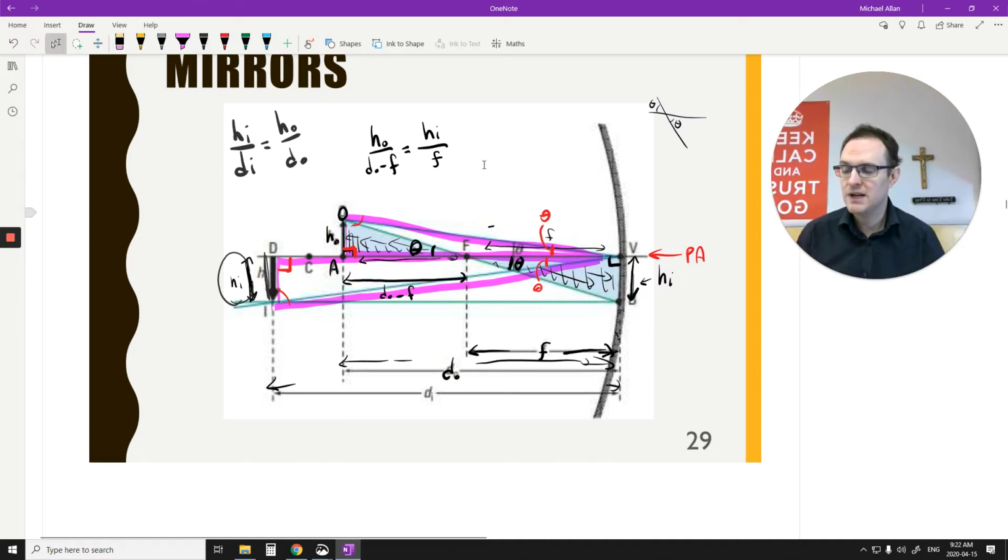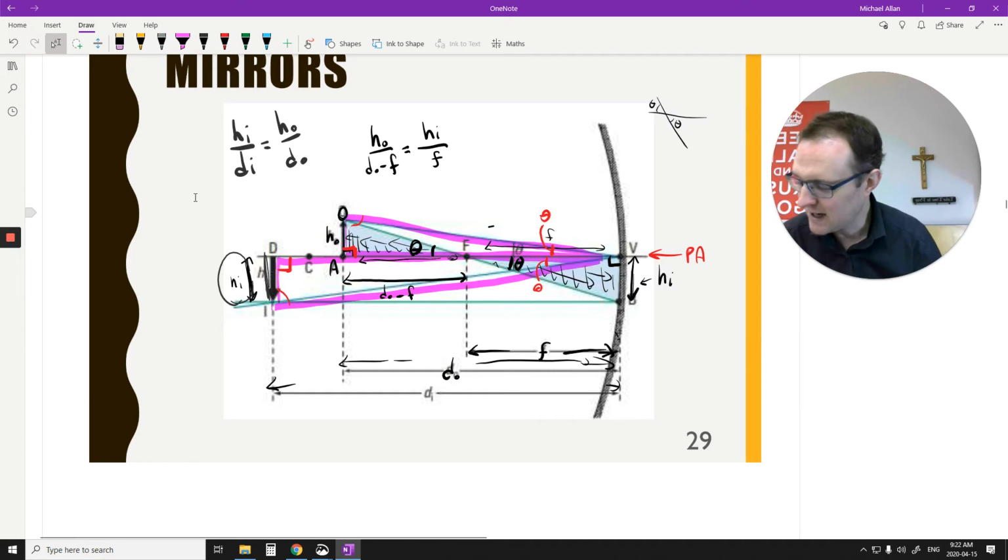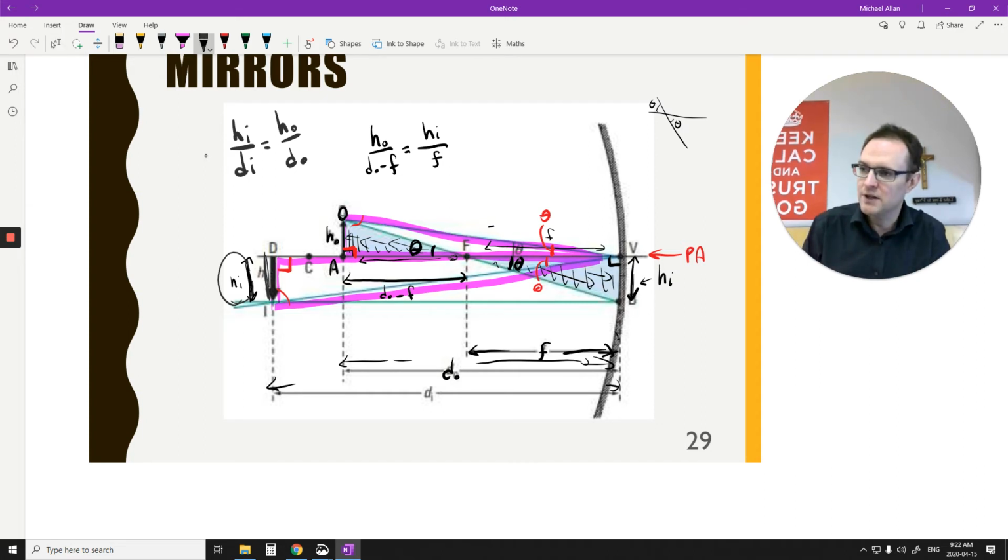So we've got two similar triangles, the blue similar triangles and my magenta highlighter similar triangles here. I'm going to take those two formulas and put them together. You can see that they both have HO and HI in them. So I'm going to isolate for HO over HI or HI over HO, it doesn't really matter. I'm going to take this first formula and rearrange it. Let's do HI over HO.